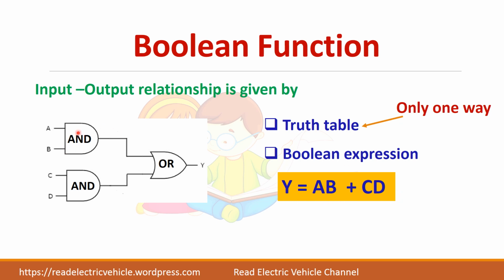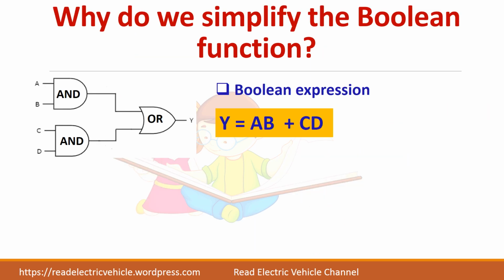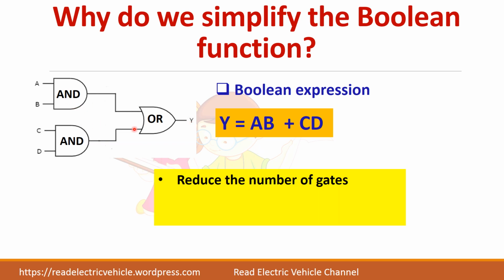So instead of AND gate and OR gate, I can use some NAND gate or NOR gate or inverter, anything I can use and change the equation. So in such cases, there is a possibility to write the equation in many ways, or there is a possibility to reduce the equation or simplify the equation. Why do we need to simplify the Boolean expression? What is the advantage of simplifying is that we can reduce the number of gates here.